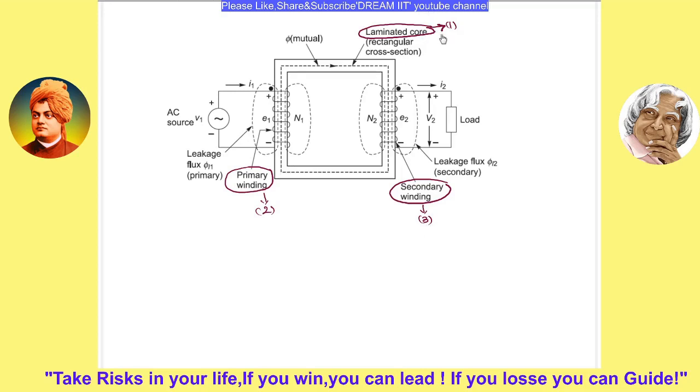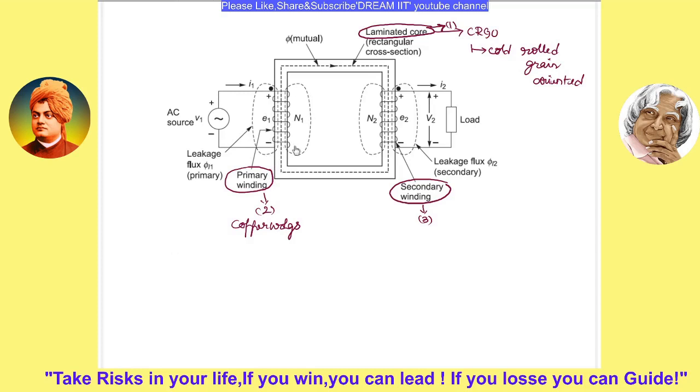Normally the core is made up of CRGO steel, that is, cold rolled grain oriented. A special steel is used for the manufacturing of the core of the transformer, and the primary winding and secondary winding are normally made up of copper windings.